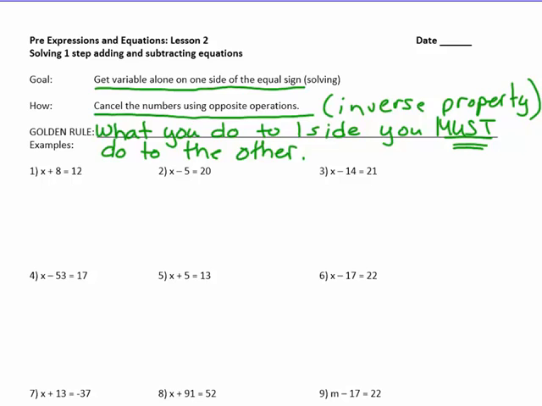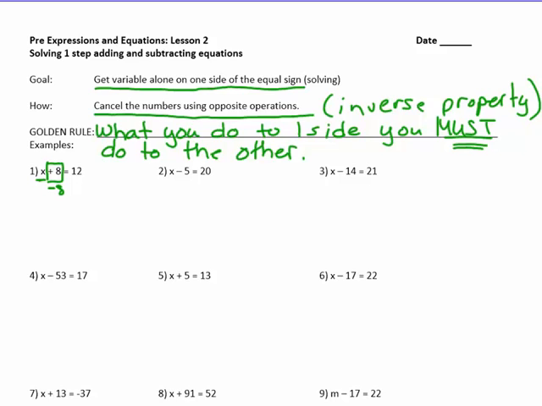So when I look at number 1, it says x plus 8 equals 12. So my goal is to get that x by itself. To do that, I have to cancel adding 8. Well, how do I do that? I do the inverse property. The inverse of adding 8 is subtracting 8. So the way that I show that is right underneath it. I'm going to show that I'm subtracting 8.